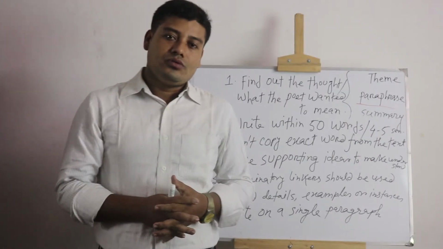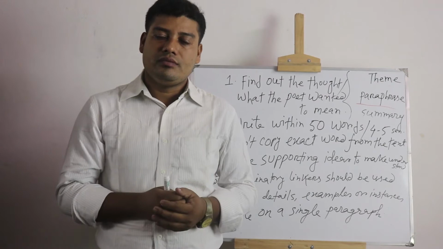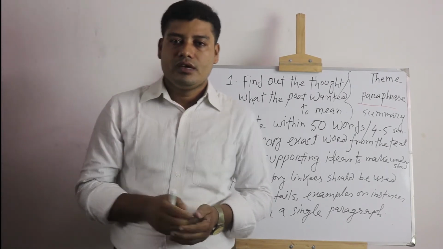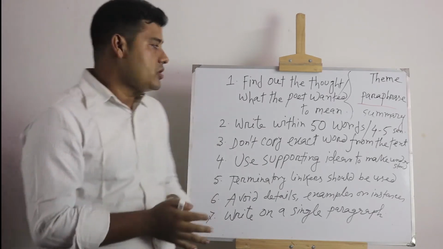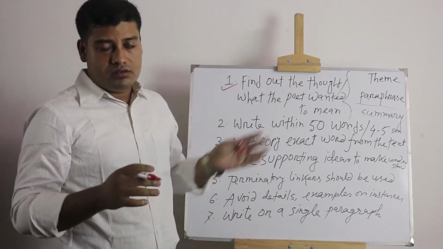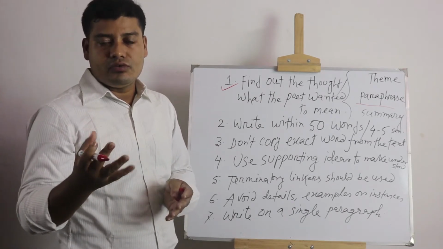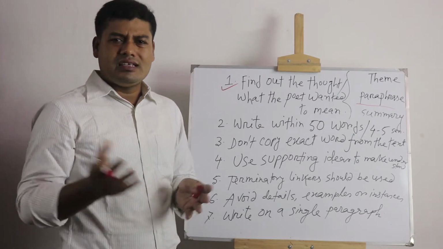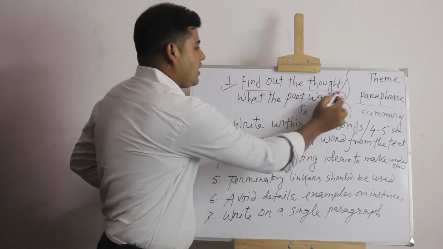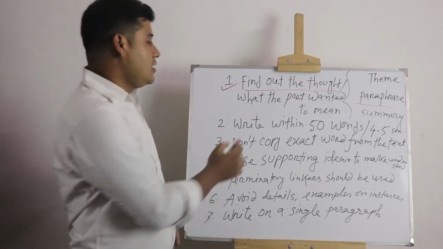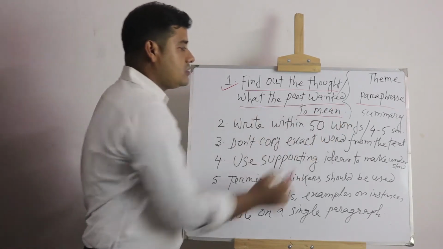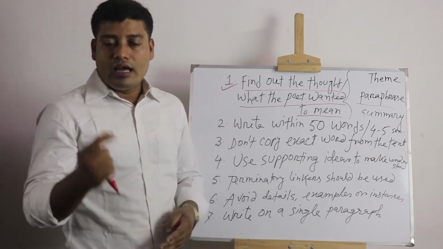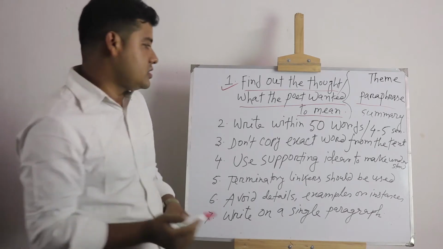Now we will learn how to write a theme. There are 7 points to write a very successful theme. The first point is find out the thought. That means we will have to find out the inner meaning, the underlying meaning of the poem or of any story, okay? Or we can say what the poet wants to mean. We will have to find that out first. This is the first condition.